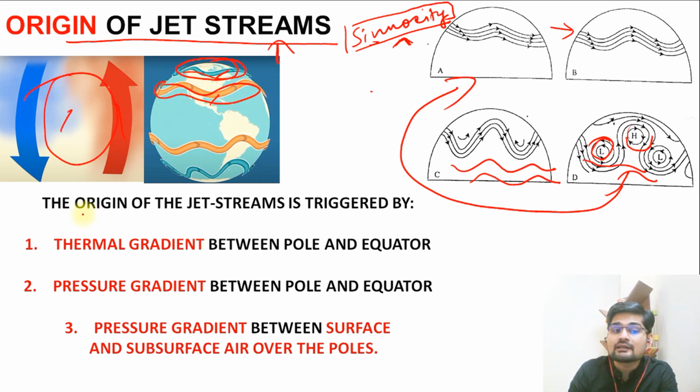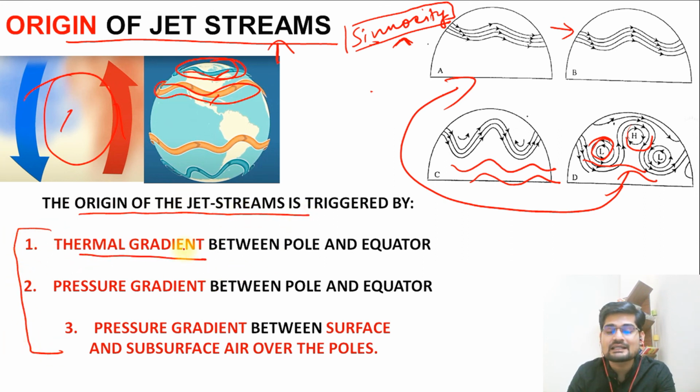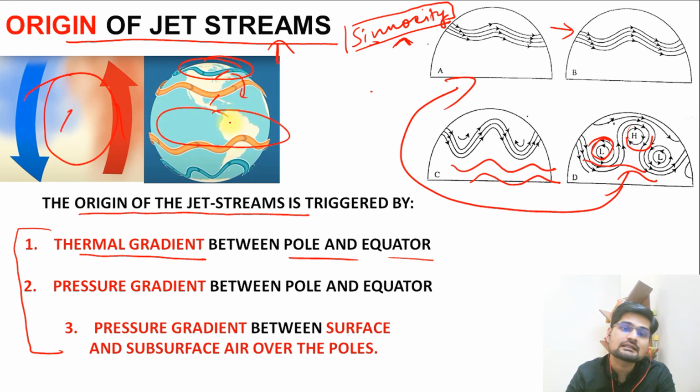So what we find out is that the origin of jet streams is triggered by these 3 factors. What is that? First is the thermal gradient, that is the heat portion, right, between pole and equator. The polar area is cold, so it has colder winds, and warmer winds are there in the tropics. So when they collaborate, they form these jet streams. That is the first thing, the thermal gradient part.